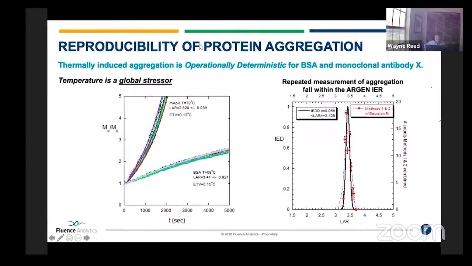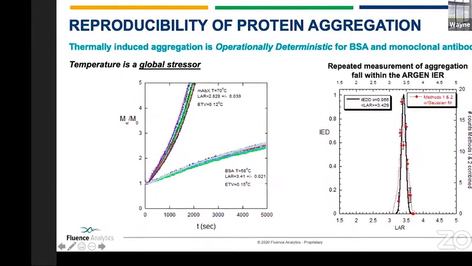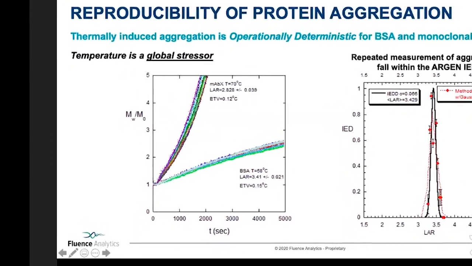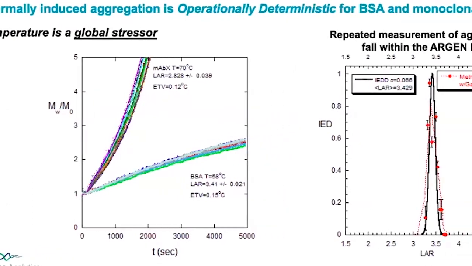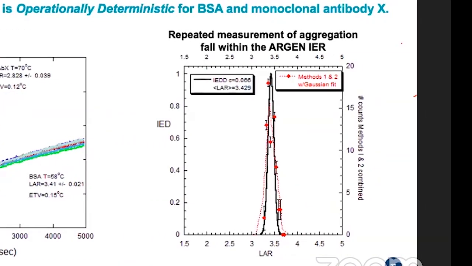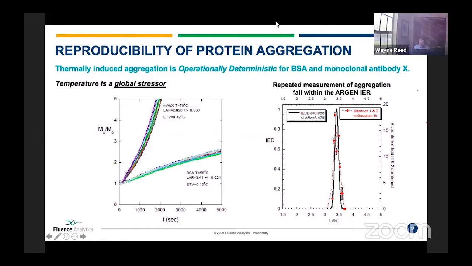So on the left-hand side, we're looking again at the normalized molecular weight as a function of time. The lower one is BSA at 58C. The upper one is another monoclonal antibody at 70 degrees C. What you can see is they're very tightly packed for each group. And if we go over on the right-hand side, the black Gaussian, again, is the inherent instrument distribution. You look at the results, this is summed up from I think 80 different measurements, and you can see the distribution. It does indeed fall on the width of the instrument. So within the limitations of the instrument, temperature aggregation for both of these proteins is deterministic and reproducible. So it's not random.